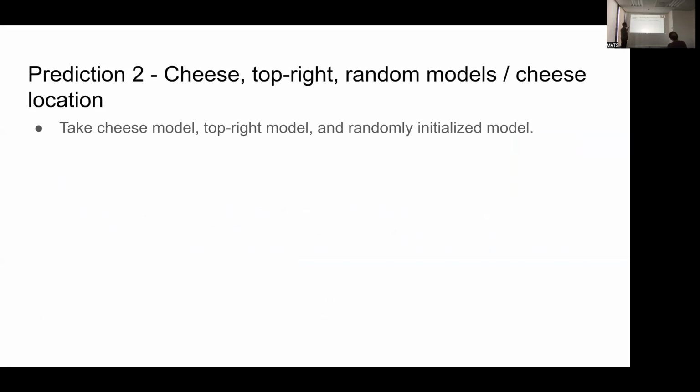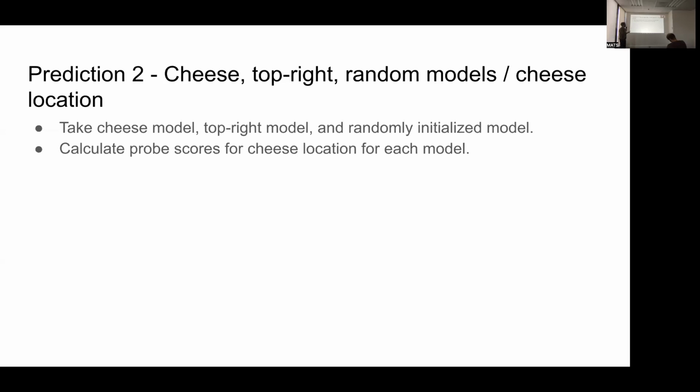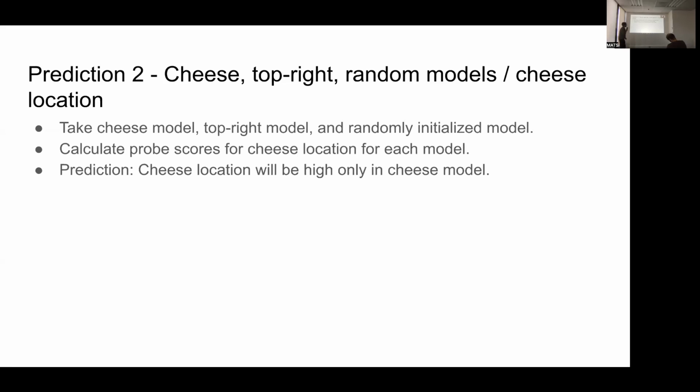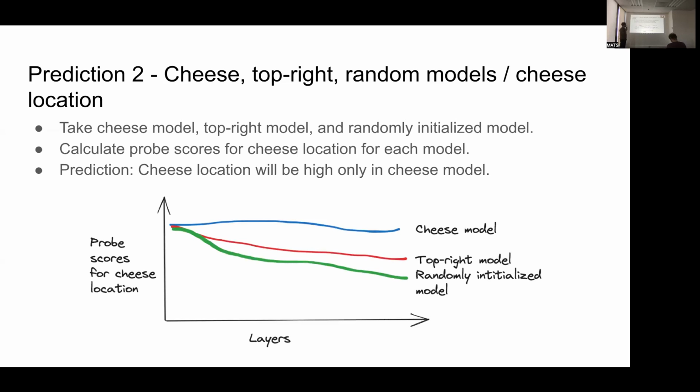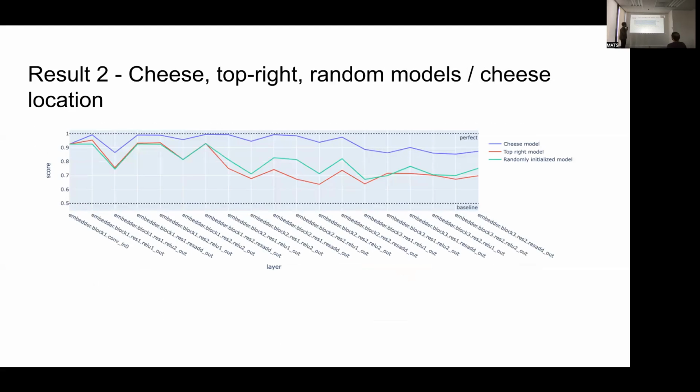Okay. So now we're only looking at the cheese abstraction, but we're looking at 3 different models. We're looking at the model that's been trained to go to the cheese, a model that's been trained to go to the top right of the maze, and then a randomly initialized model. And again, we calculate the probe scores for the cheese location for each model. The prediction is that the score will be high only in the cheese model, because the other models don't care about the cheese location. So we have a prediction that looks something like this. And this is the result that we get.